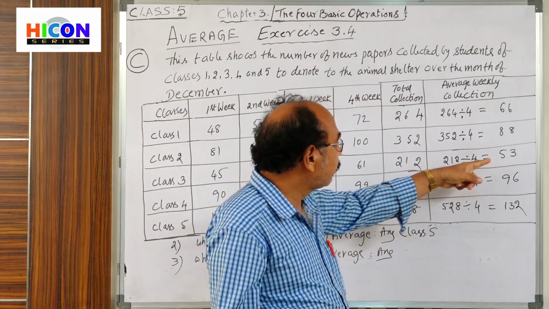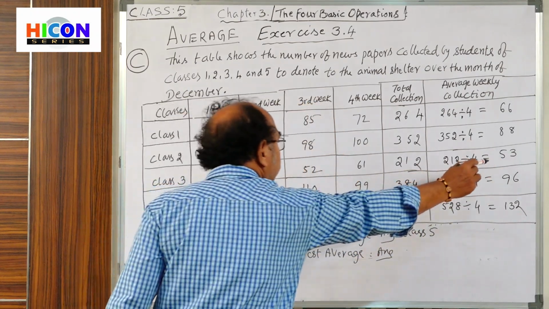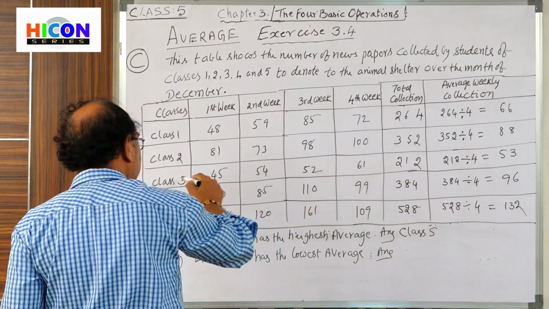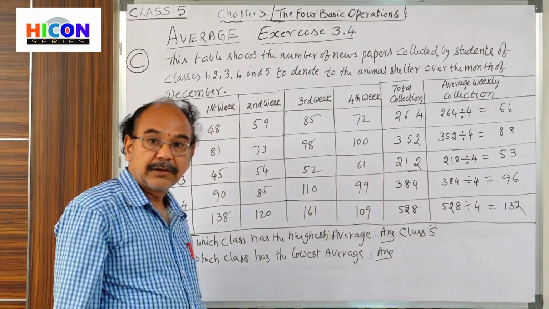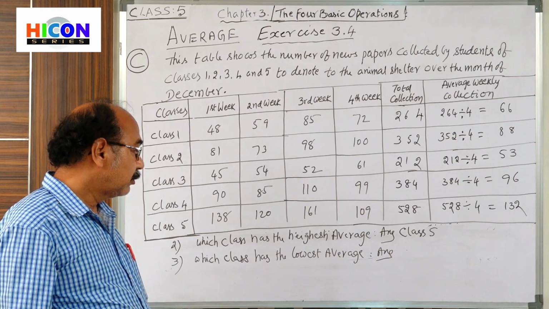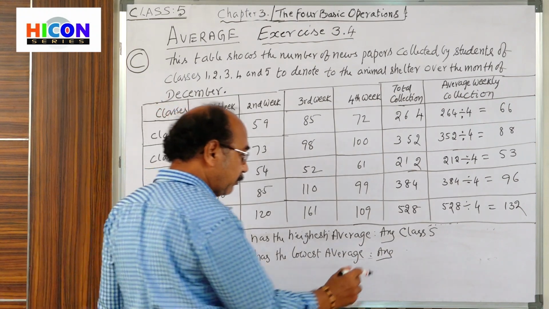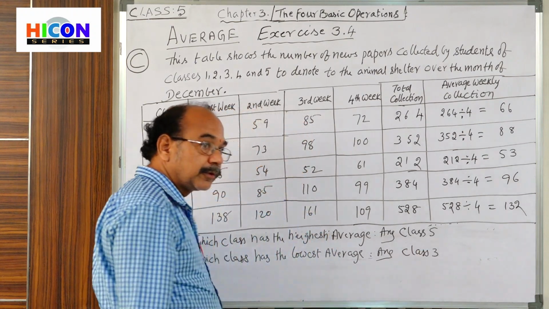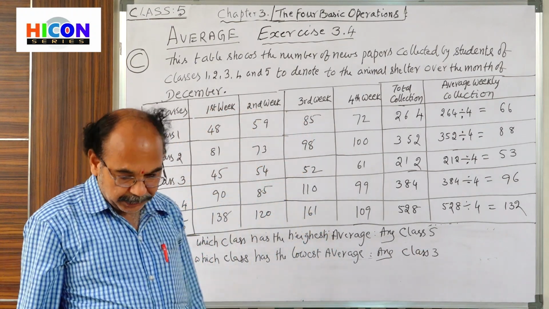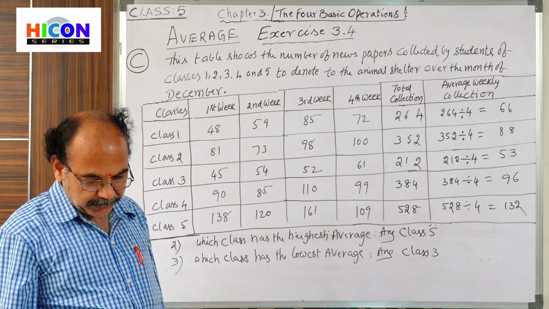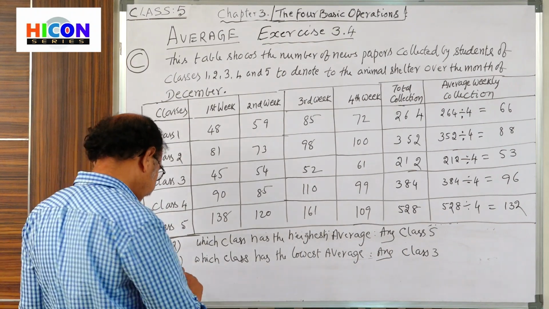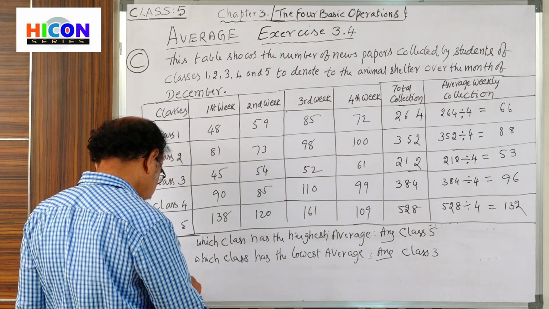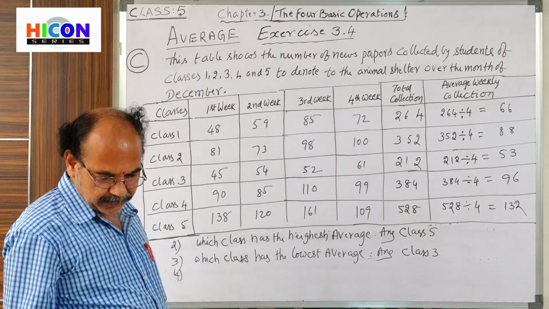53. That means 53. Which class here? 53. You see like this. Class 3. Class 3 has the lowest average. So here you write class 3. Okay. That is the third question. Now, fourth question.